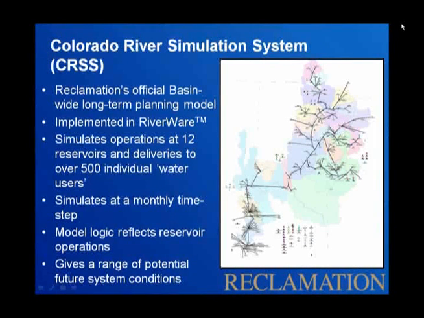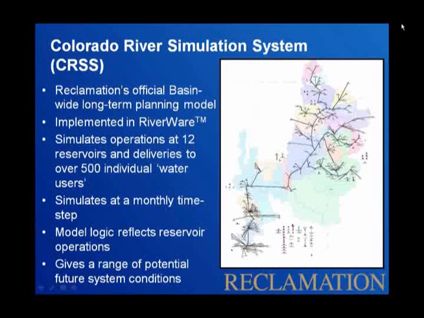Before we go into any of the details on the metrics, we'll take a minute and talk about some of the models and tools that we used in the study. To begin with, we used the Colorado River Simulation System, or CRSS. It's our official basin-wide long-term planning model. It's implemented in Riverware, and we've used it for many different environmental impact studies and other long-term planning efforts.